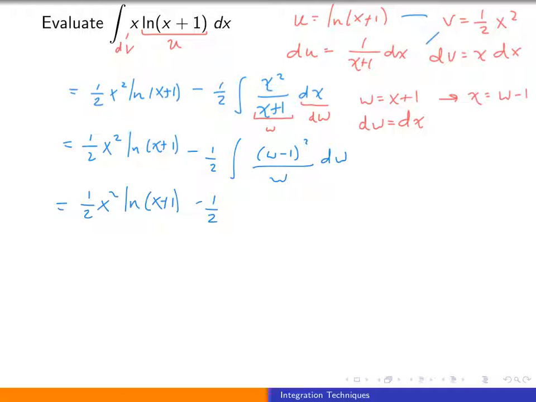So once again, the 1/2 x squared natural log x plus 1 gets carried down. Minus 1/2, and now in order to integrate this, we can just use a bit of algebraic manipulation. Kind of the ideal thing to integrate with respect to w would just be powers of w. So let's get it in terms of powers of w. w minus 1 quantity squared is w squared minus 2w plus 1. And this is all over w. And now that we have just this single w term in the denominator, we can break it up into 3 separate fractions.